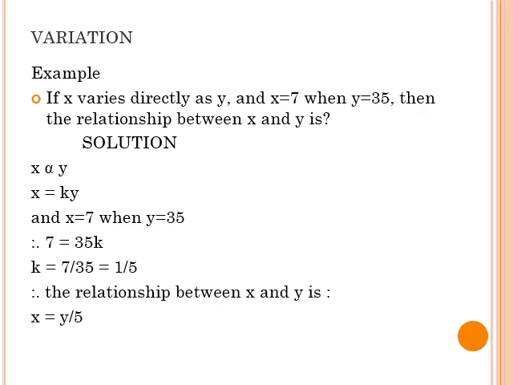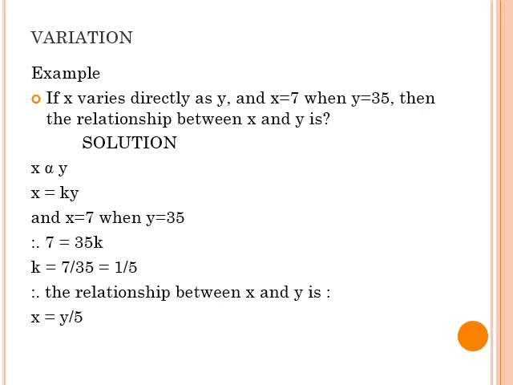7 over 35. This is an improper fraction, so we have to reduce the fraction to its lowest terms. It will give us 1 over 5. That means our constant is 1 over 5. That is our constant.